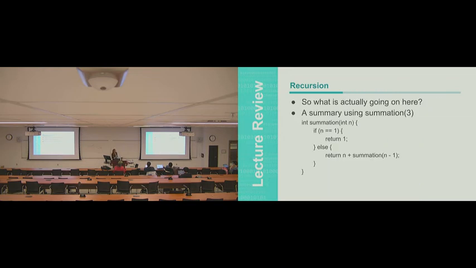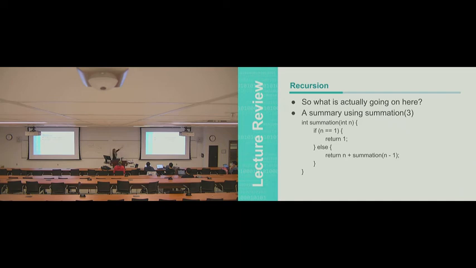So what's actually going on here? Using something like summation of 3, I'll see how this goes on the whiteboard. So if we have somewhere in main calling summation of 3, we jump in with 3 as int n. n is not equal to 1, so we go to return n, which is 3, plus summation of 2, so n minus 1.